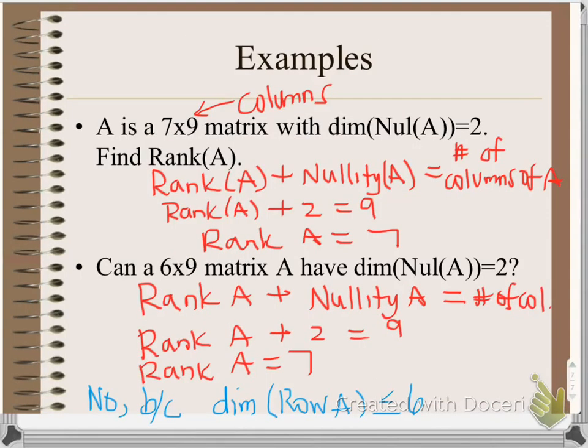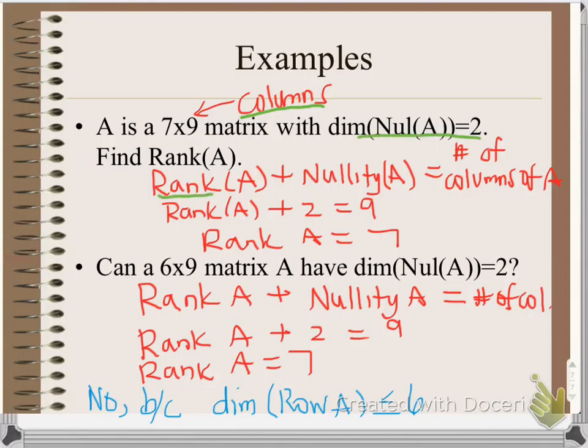All right, so last example. Yes, you guys made it through both videos. Good. A is a 7 by 9 matrix, so that means 9 columns, with the dimension of the null space of A equaling 2. Find the rank of A.